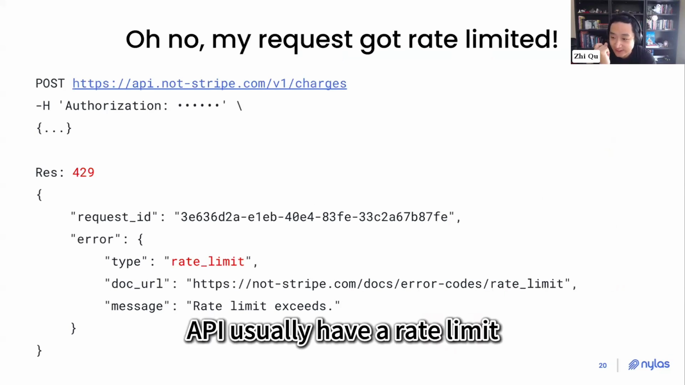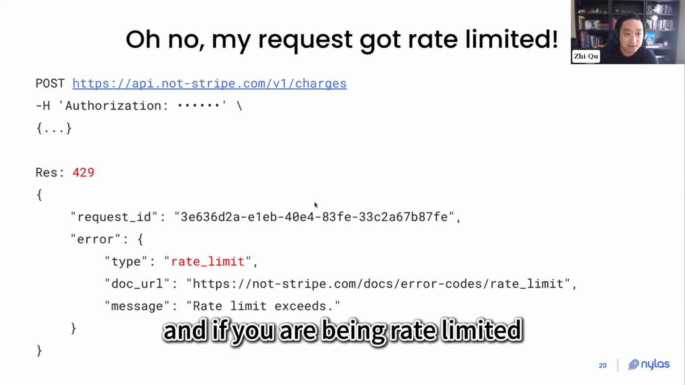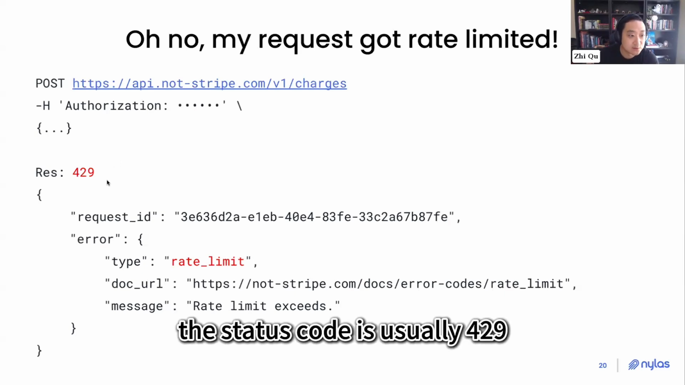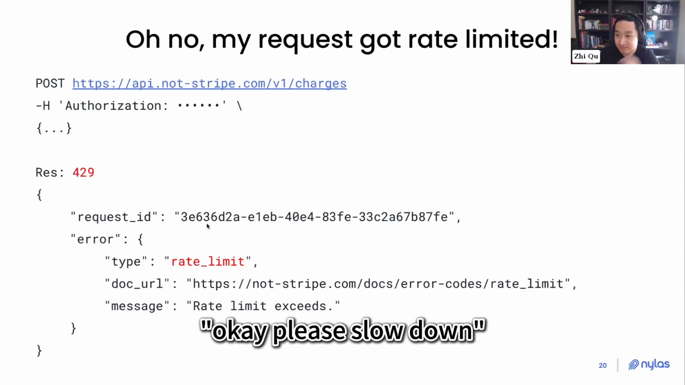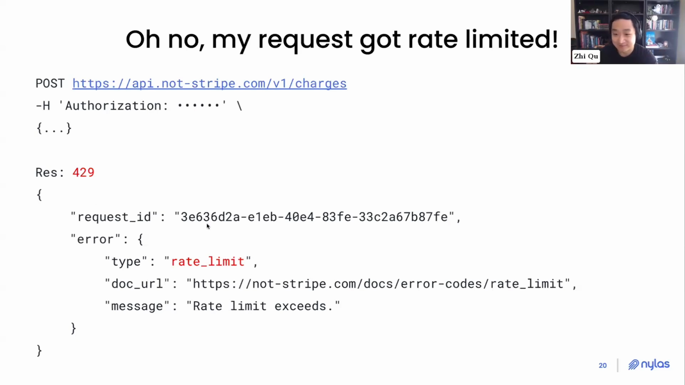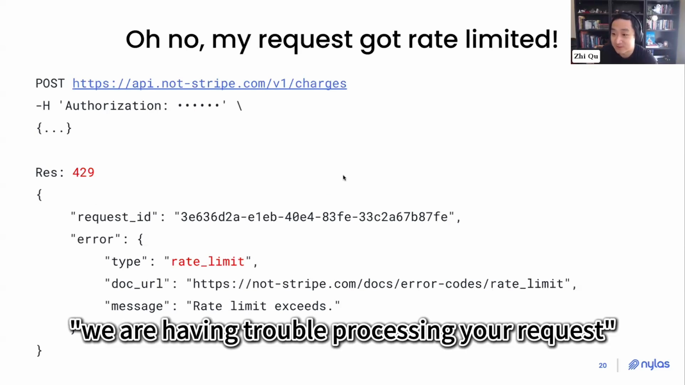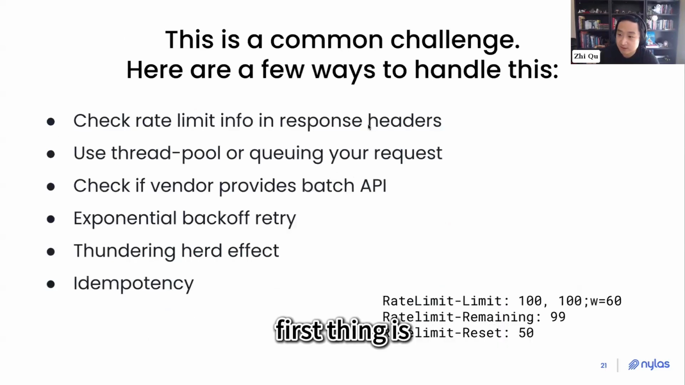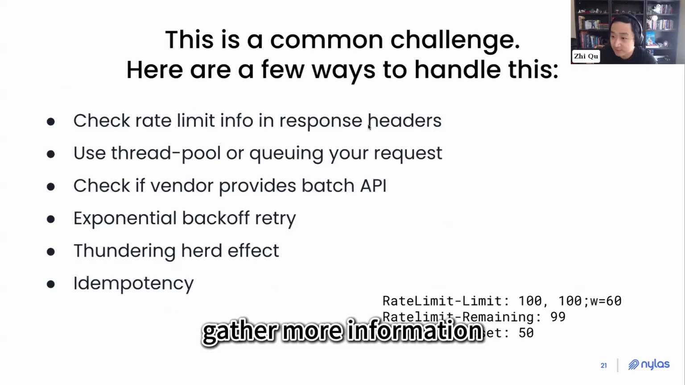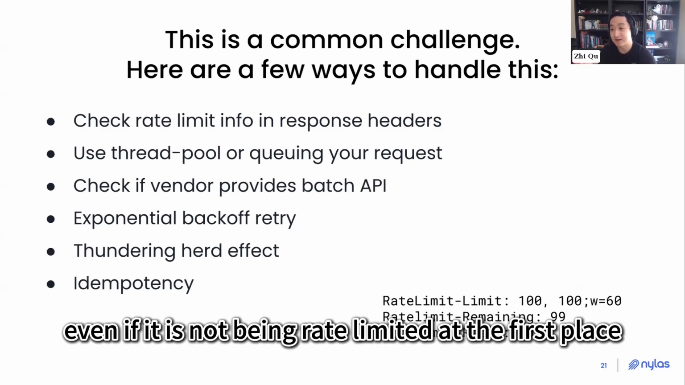APIs usually have a rate limit, and if you are being rate limited, the status code is usually 429 and tells you, okay, please slow down. We're having trouble processing your request. So how to handle this from the client? First thing is to gather more information, even if you are not being rate limited in the first place.